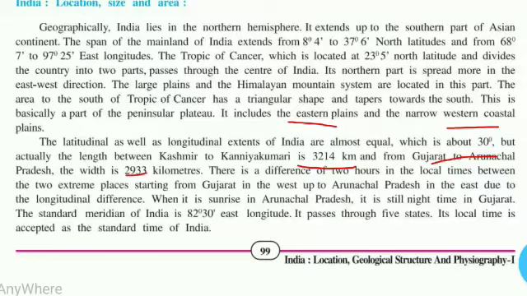So we can say that there is a difference of 2 hours in the local times of two extreme places, starting from Gujarat in the west and अरुणाचल प्रदेश. यानी अगर हम गुजरात और अरुणाचल प्रदेश की बात करें तो इन दोनों में लोकल टाइम्स में जो फ़र्क आ जाता है वो 2 आवर्स का आ जाता है. ठीक है, 120 मिनट्स का फ़र्क आ जाता है, खासकर जब हम इस लॉन्गिट्यूडनल डिफरेंस को देखते हैं.